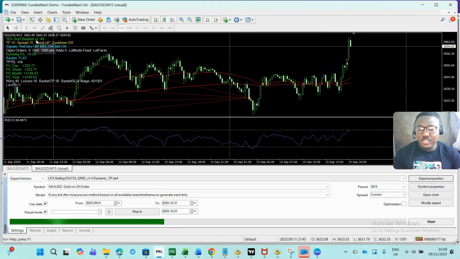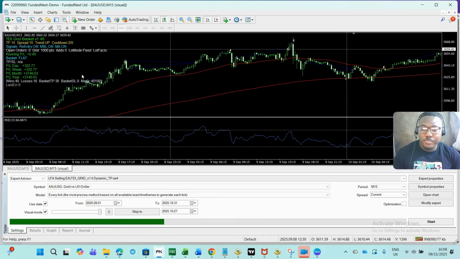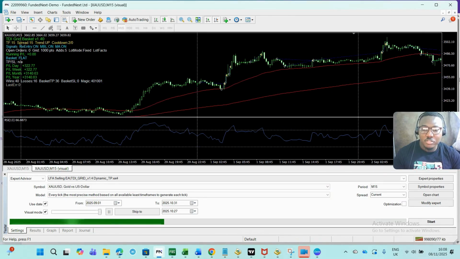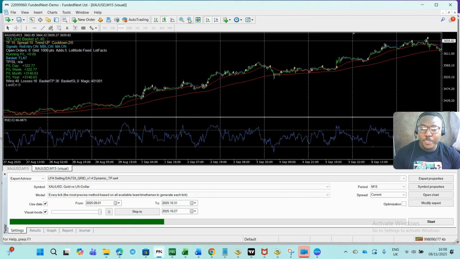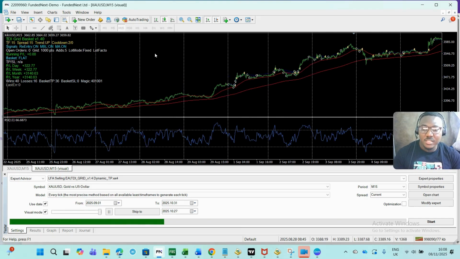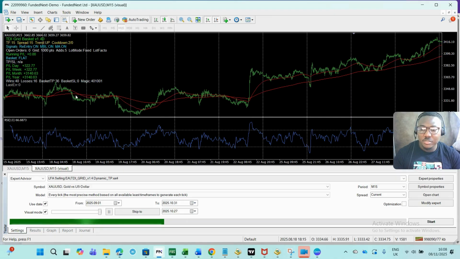So you can see the trend, uptrend. It will only take buy signals, it will only take buy trades, and when the trend is down, it will take only sell trades. So imagine when the market is all trending up in August, it will only be taking buy trades for you. And when the market is on a downtrend, it only takes sell signals for you.